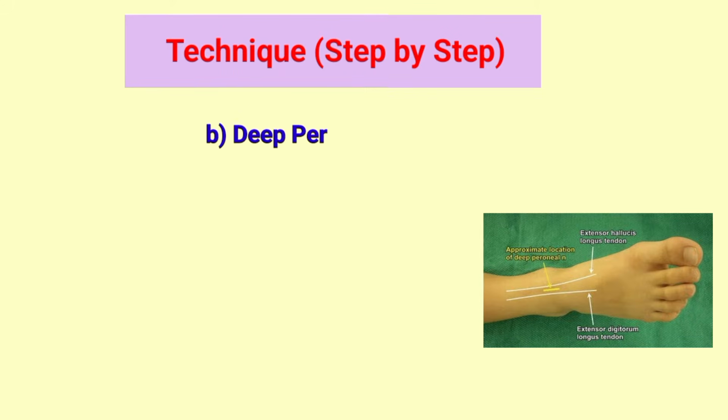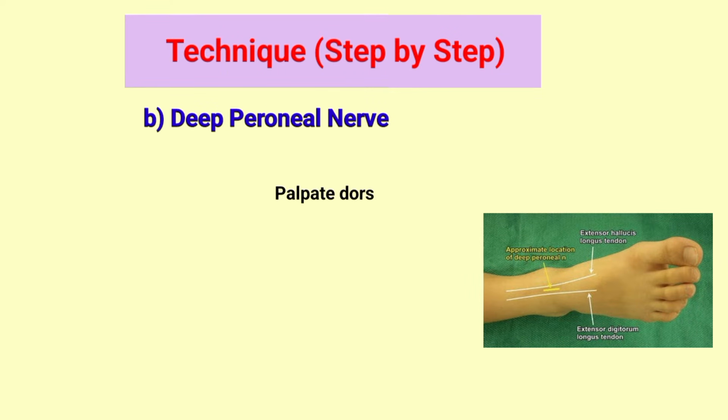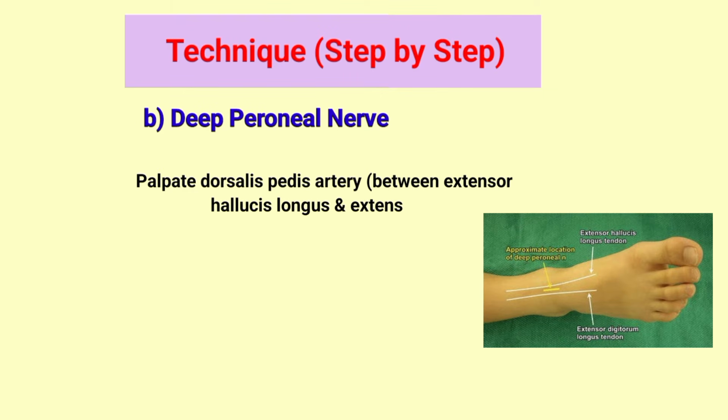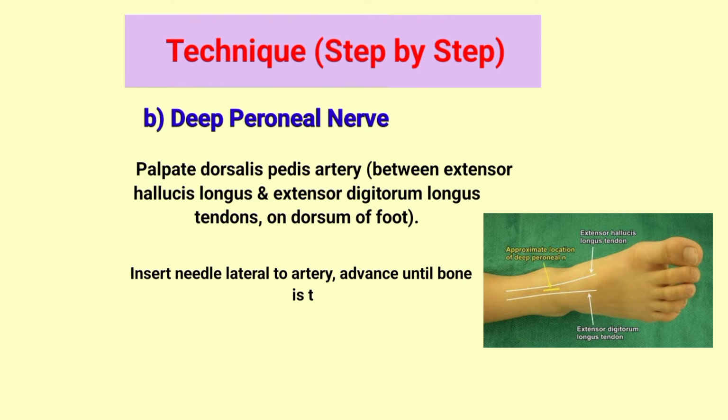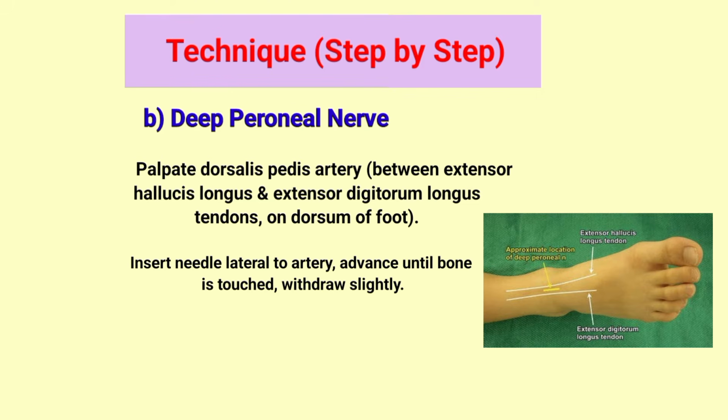B. Deep peroneal nerve. Palpate dorsalis pedis artery, between extensor hallucis longus and extensor digitorum longus tendons on dorsum of foot. Insert needle lateral to artery. Advance until bone is touched. Withdraw slightly. Inject 2 to 3 mL.